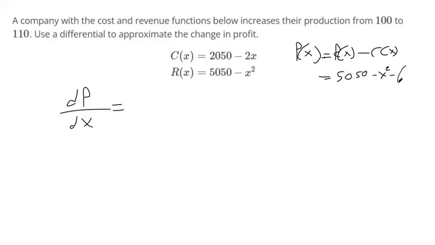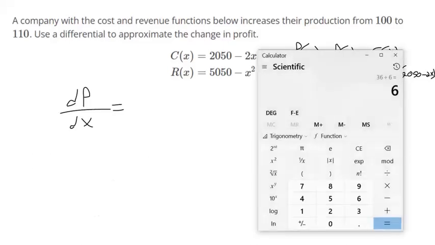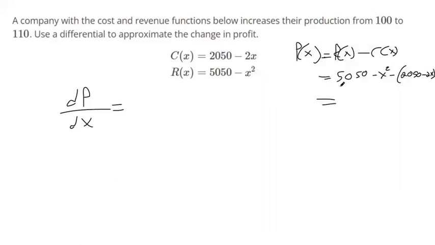So the profit function is going to be 5,050 minus x squared. And then I'm going to protect this in parentheses. The entire cost needs to be subtracted. If you were to just put the minus sign without the parentheses, you'd only be subtracting the first term. Okay, so simplifying a bit, 5,050 minus 2,050, that's 3,000. And then we have a minus x squared, and then minus a negative 2x. Distribute that negative sign. That's a plus 2x. There's our profit function.